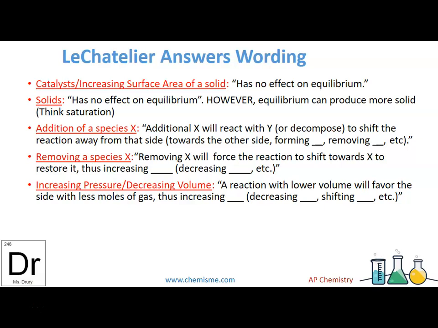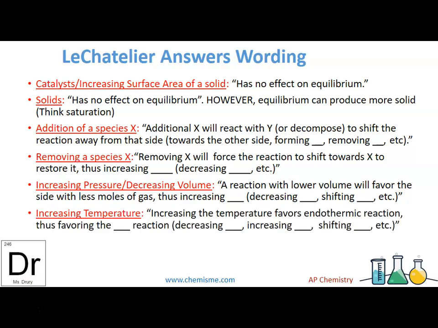Either way, these are opposites, but they're actually doing the same change. A reaction with a lower volume will favor the side with fewer moles, thus increasing this side because it has fewer moles, or decreasing this side because it has more moles, or shifting to the reactants or products, depending on what type of question you want to answer.